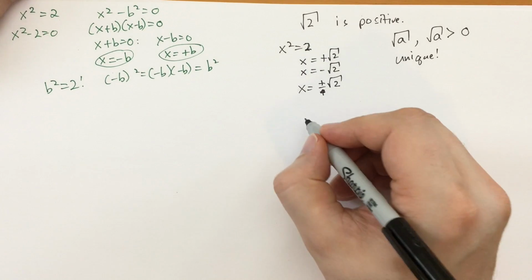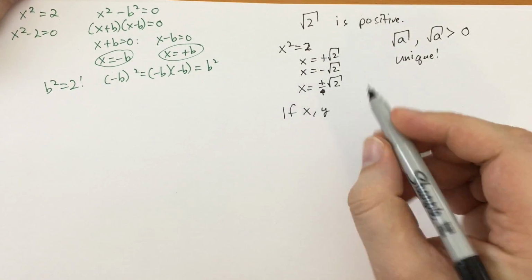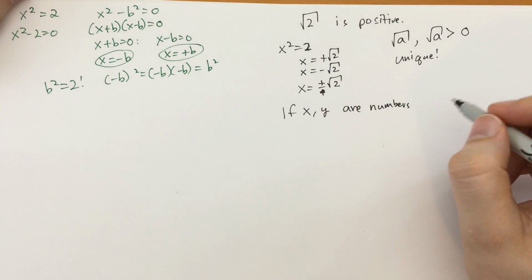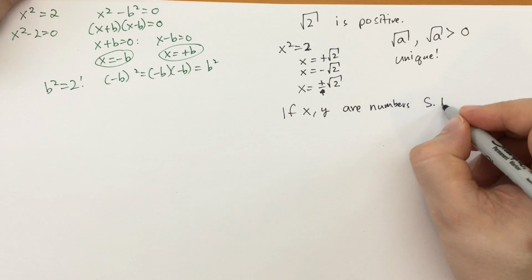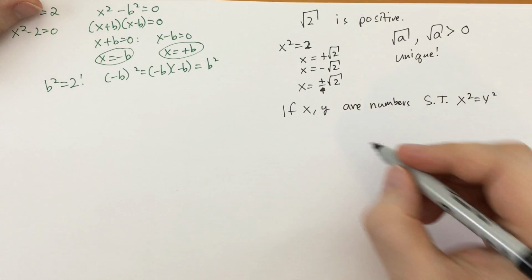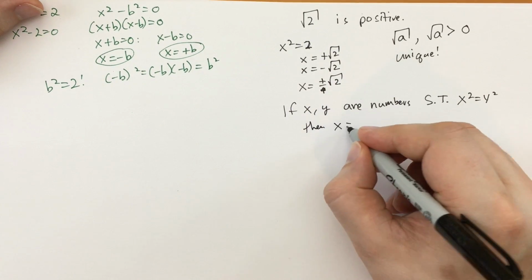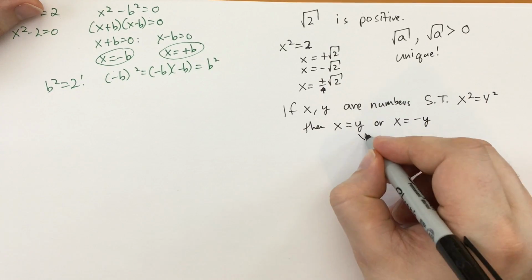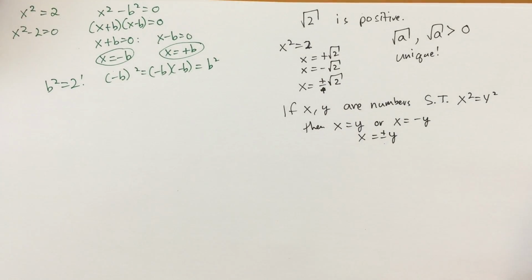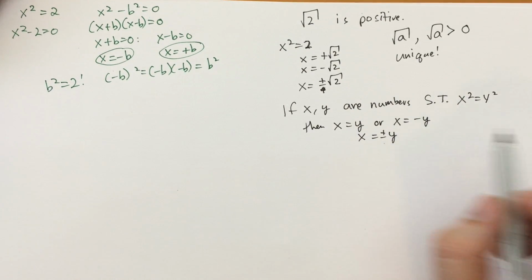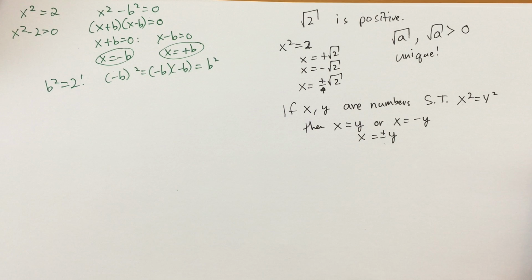Another way of putting this, he says, if x and y are real numbers such that, I'll just write s.t., because this is an often used phrase, x squared is equal to y squared, then x can equal y, or x can equal minus y. So we just write x equals plus or minus y. Okay? So when you have two things that are squared equal each other, then either they're the same sign or they're opposite signs. Okay?